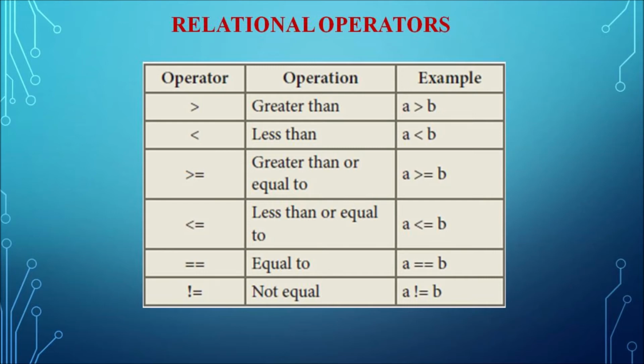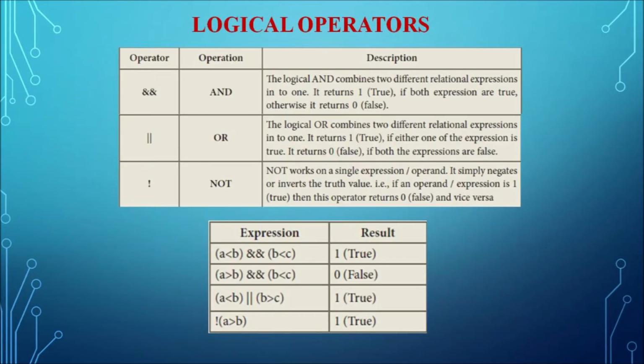Here a and b are the two variables, that means it is a binary operator, it uses two operands. So the result will be either 1 or 0. If it is true, the value will be 1. If it is false, the value will be 0. And the third one is the logical operator.